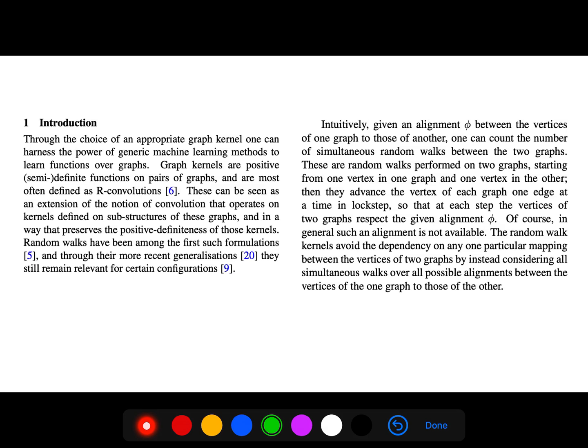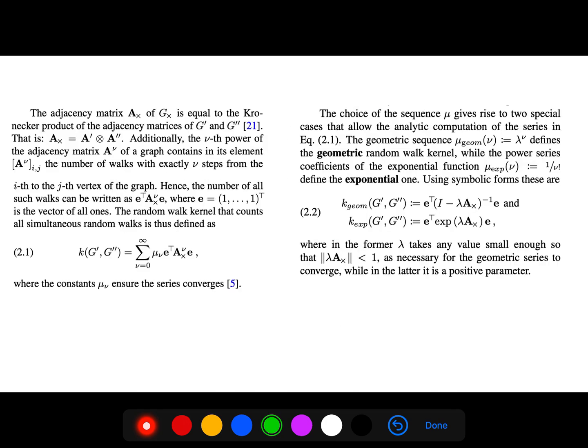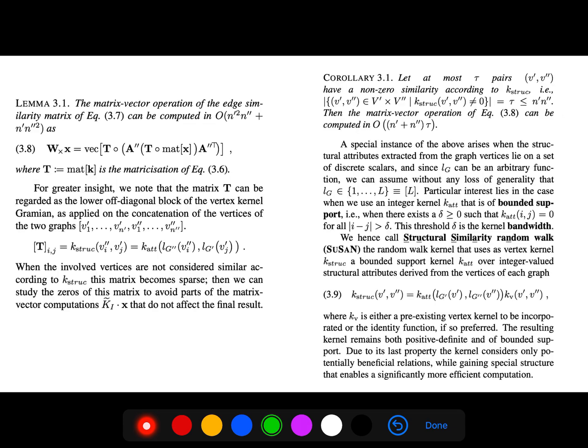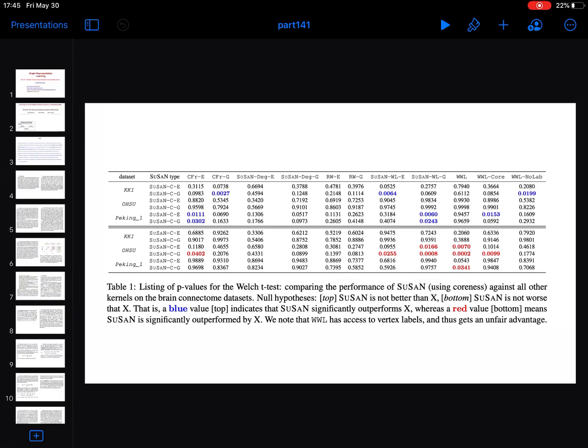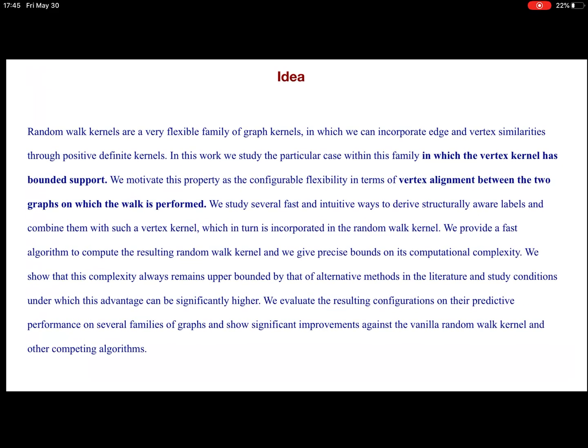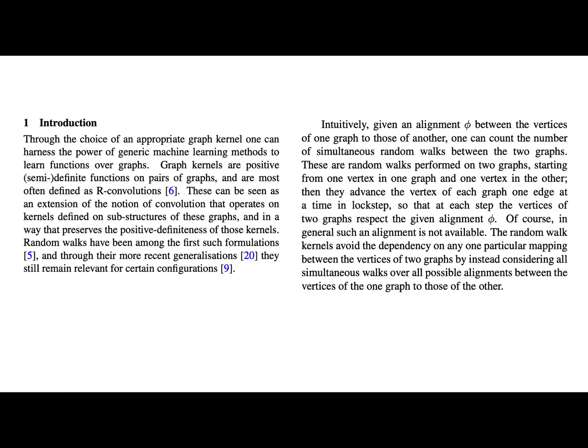So given an alignment phi between the vertices of one graph and those of another, one can count the number of simultaneous random walks between the two graphs.